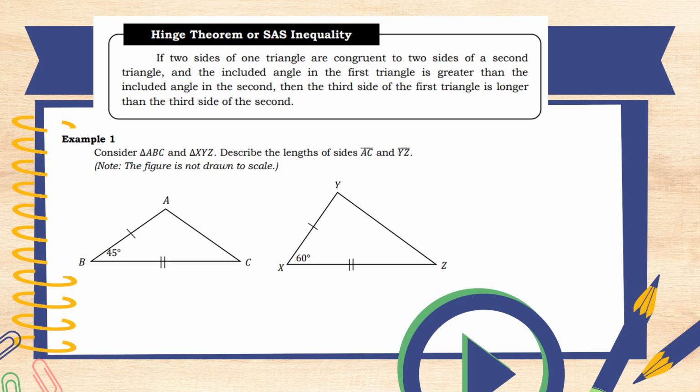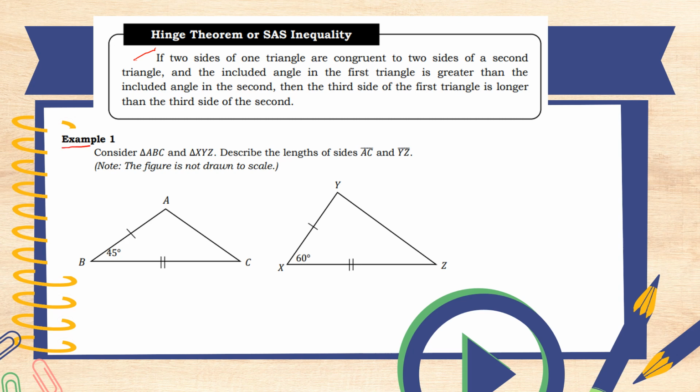We now have the Hinge theorem or SAS inequality. Here we say if two sides of one triangle are congruent to two sides of a second triangle, and the included angle of the first triangle is greater than the included angle in the second, then the third side of the first triangle is longer than the third side of the second.